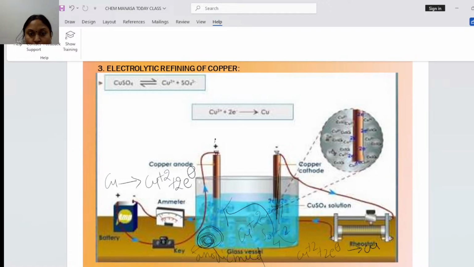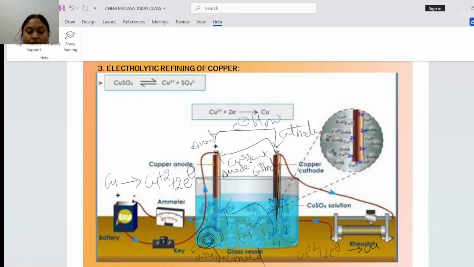These electrons will move from the anode to the cathode. Current will flow from the cathode to the anode. Current, and here electron flow: anode to cathode, cathode to anode. So in that way, by using the electrolytic refining process, we are going to extract the purified metal.